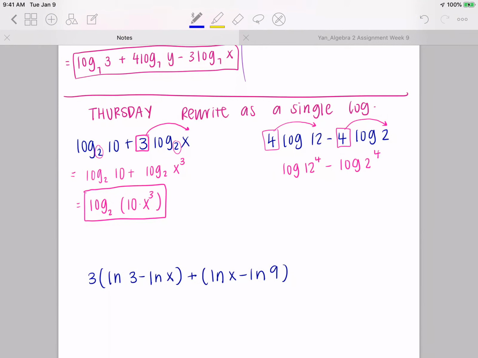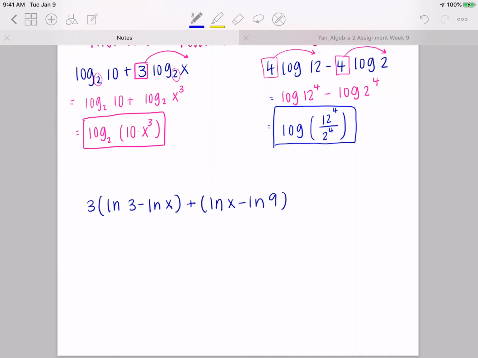Okay, and then we keep writing. We're going to put it together as one log. And since this is a minus sign, we're going to be dealing with a division sign. Because minus, if they're expanded and put together, it will be division. 12 to the fourth power over 2 to the fourth power. Okay, you can leave it like that unless you want to use a calculator and continue solving for this.